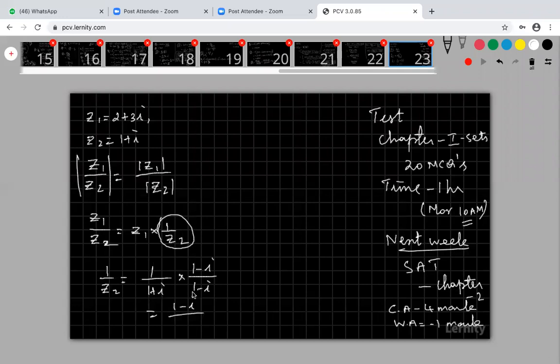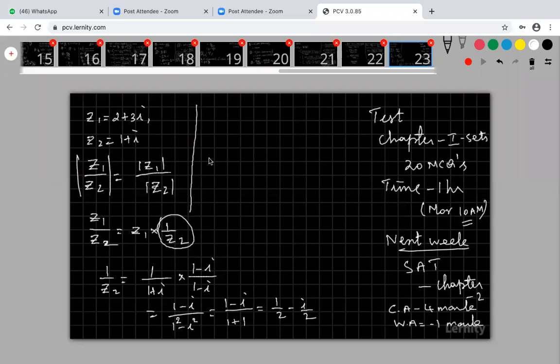This is (a plus b)(a minus b), a square minus b square. So this is nothing but 1 minus i divided by 1 plus 1, since i square is minus 1. So therefore, this is 1 by 2 minus i by 2. (a plus b)(a minus b). Okay, 1 by 2 minus i by 2. This is my 1 by Z2.